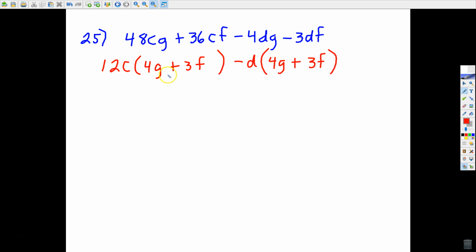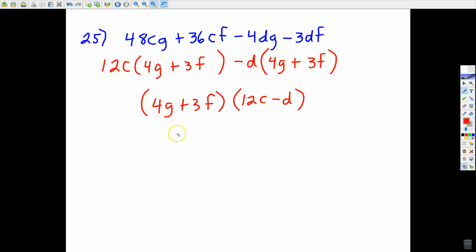So we know that we've done the factoring correctly typically if we end up with this same binomial in both. So our answer is that common binomial times the terms that are not in parentheses together. So that is your answer for number 25.